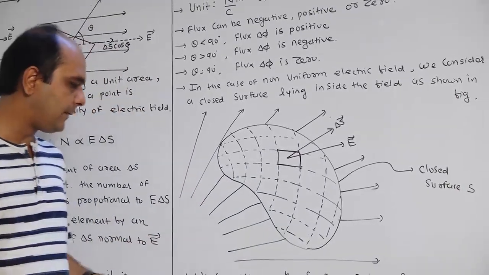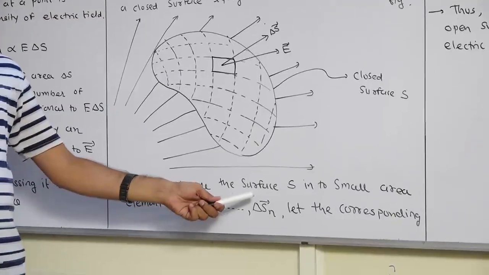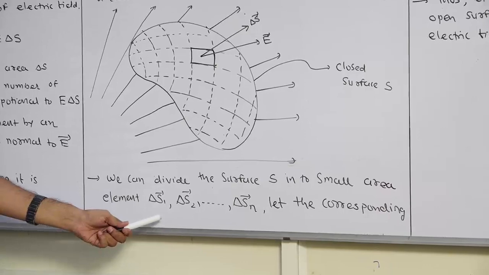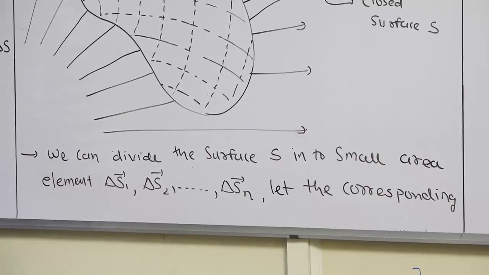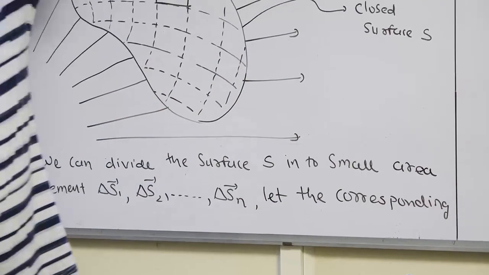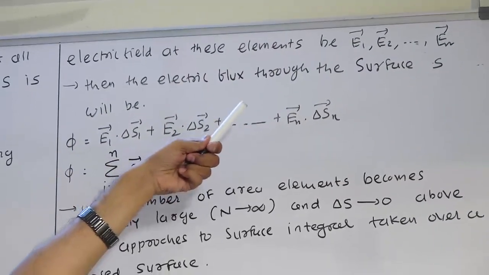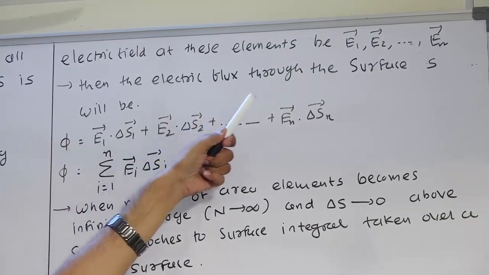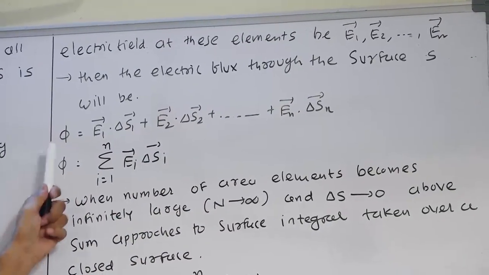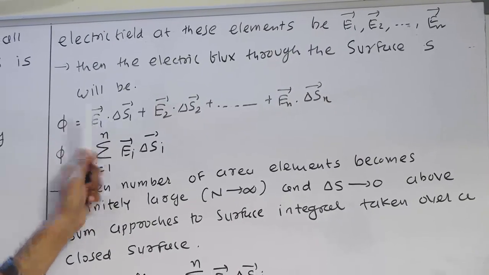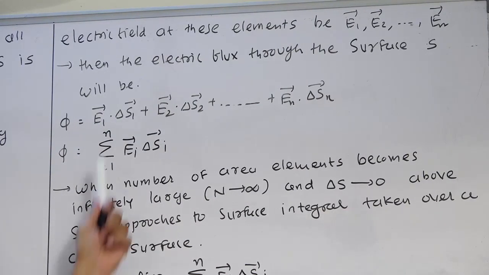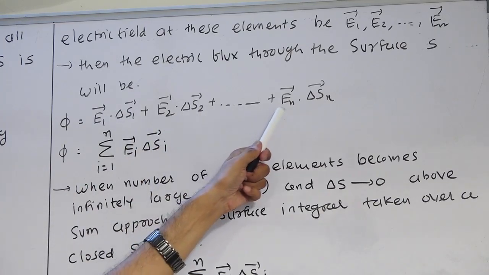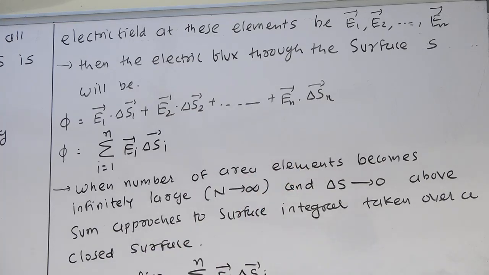Okay, so students, now the next explanation. We can divide the whole surface S into small area elements like delta S1, delta S2 up to delta Sn. Let the corresponding electric field at these elements be vector E1, vector E2 up to vector En. Then the total electric flux through the surface S, that is phi, is equal to vector E1 dot delta S1, the flux linked with the first element, plus vector E2 dot delta S2, the flux linked with the second element, up to vector En dot delta Sn, the flux linked with the nth element. Now add the flux of each element.